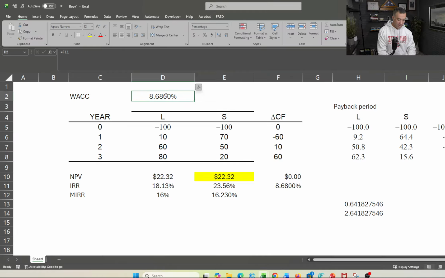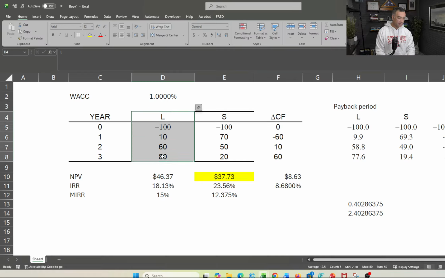And then if the WACC is greater than the crossover rate, look what becomes better. Remember, it was 10%. S becomes better. The higher the WACC becomes, S becomes better, and L becomes worse. Or the difference between the two becomes a bigger gap, what I should say. So that's real important to see. Now, what does that mean? Why is that the case? Why, if we have a low WACC, is this better?